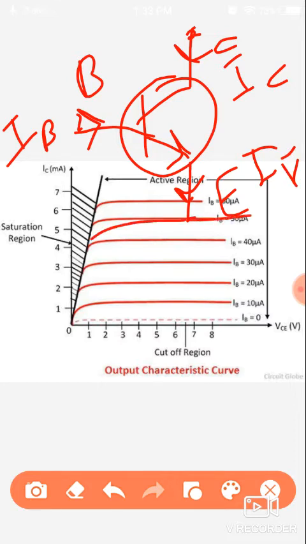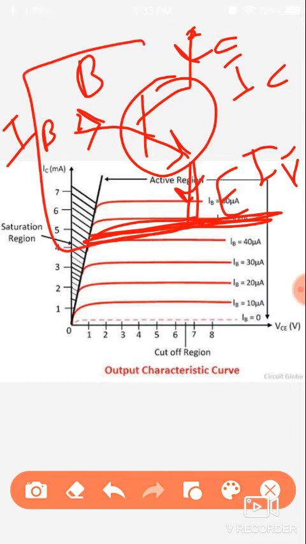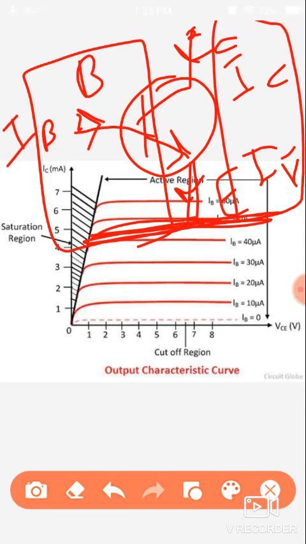So here we can see that the emitter is common between the input section and the output section. So this configuration is called the common emitter configuration. In this configuration, the value of beta is high, so we have a lot of DC current gain. So it is mostly used to amplify a signal.